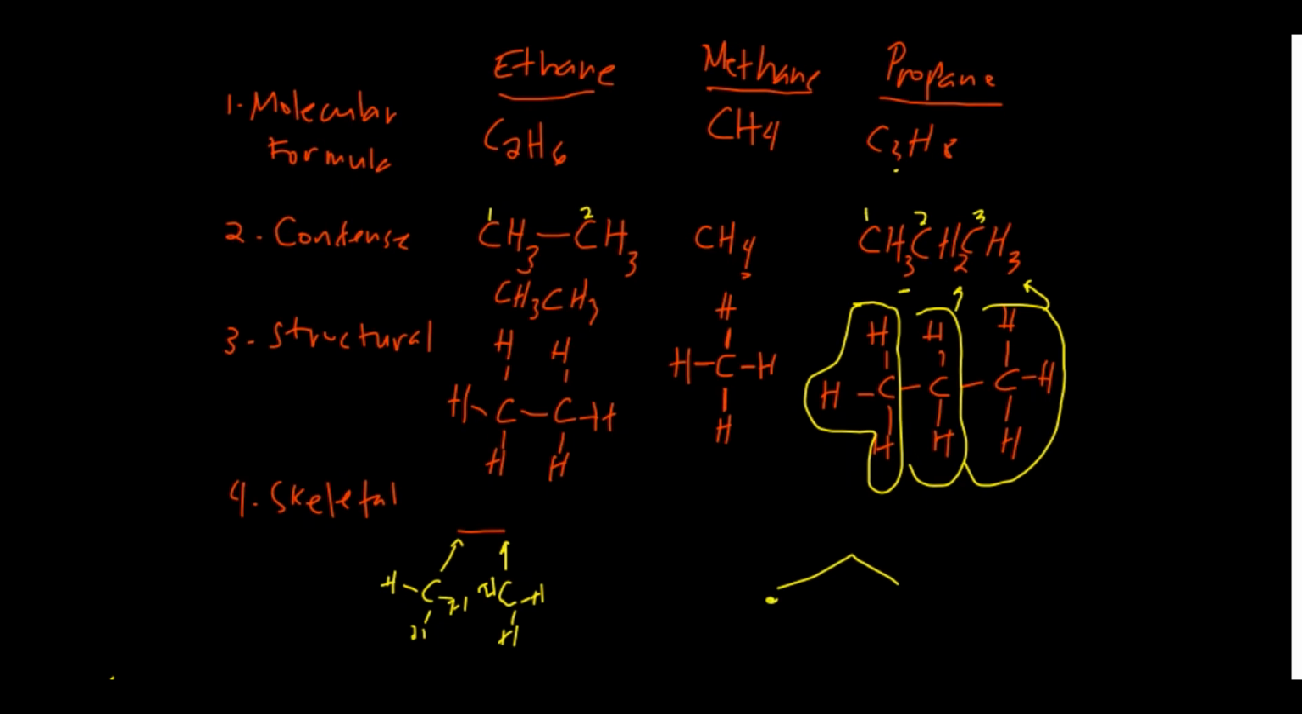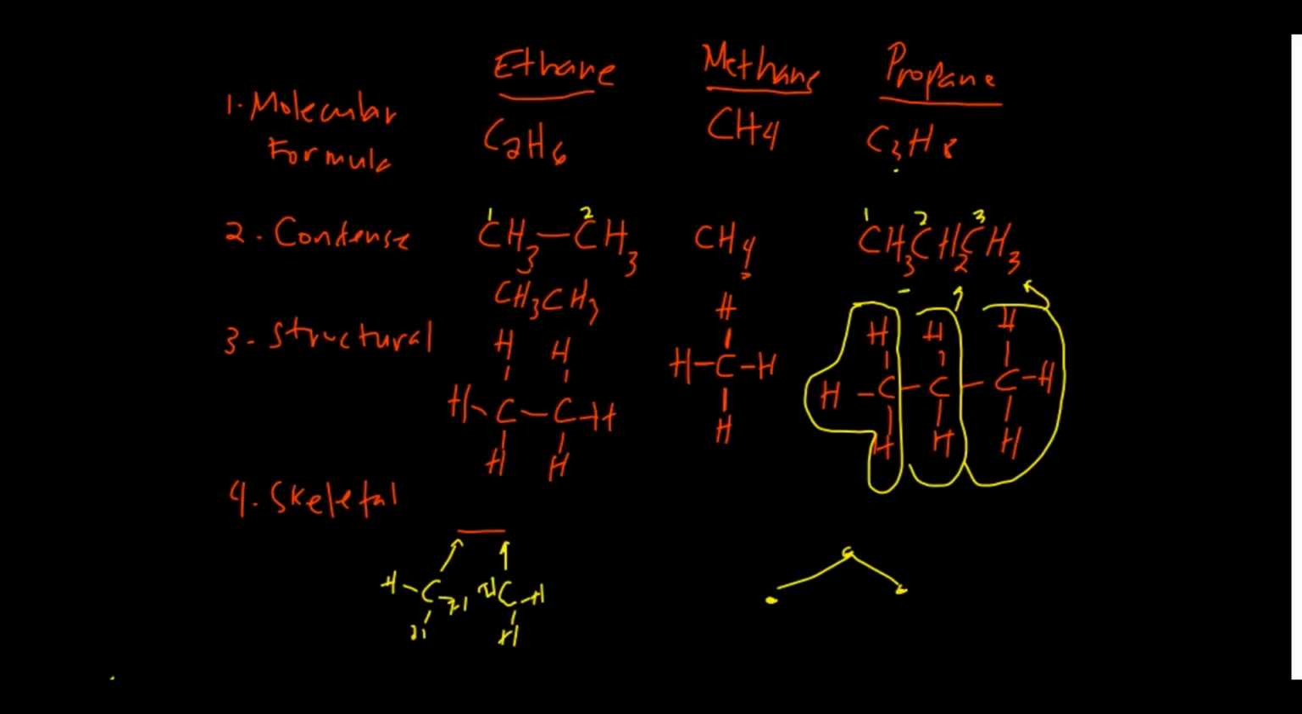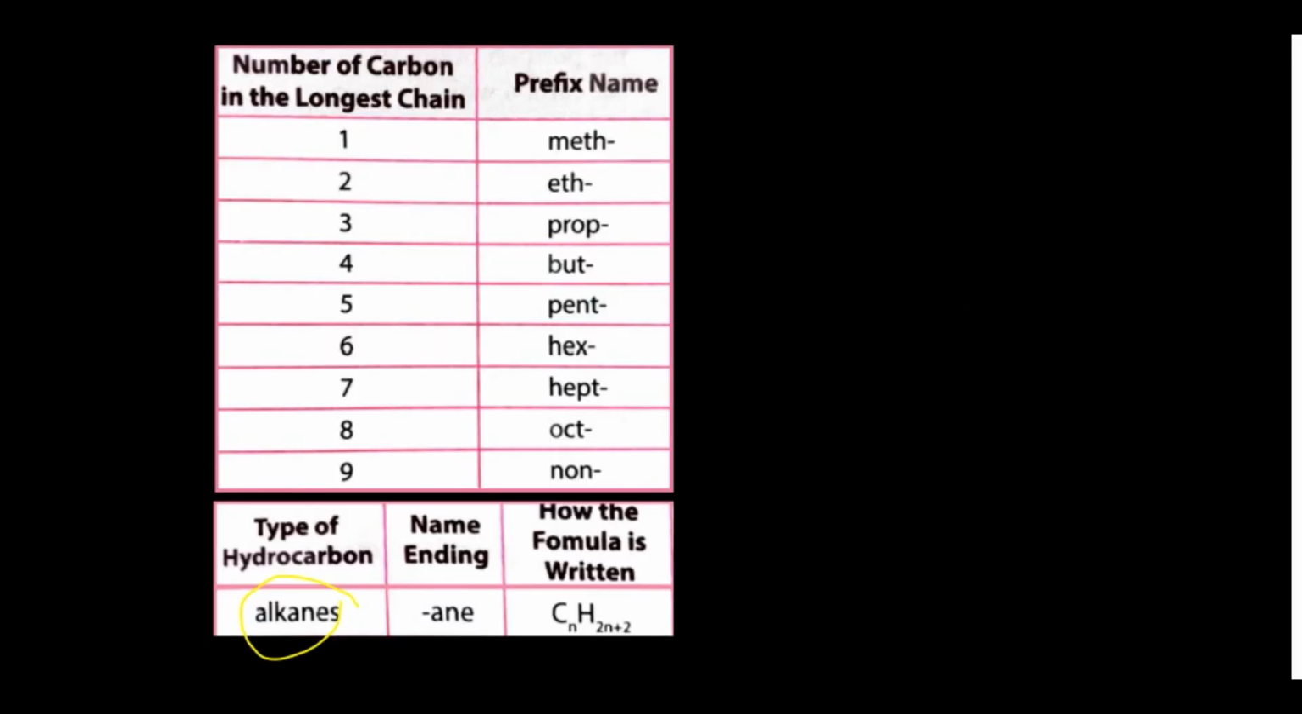So, that means there is a carbon here, there is a carbon here, and another one here. Okay? So, now, let's go to nomenclature, or naming the hydrocarbon. For now, we are going to focus on alkanes. Since we've started with ethane, methane, and propane, these are all examples of alkane, hydrocarbon alkane.